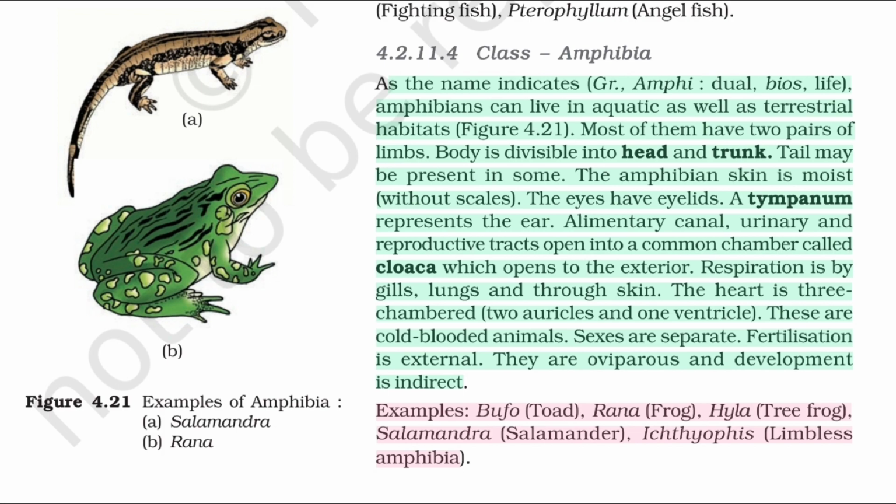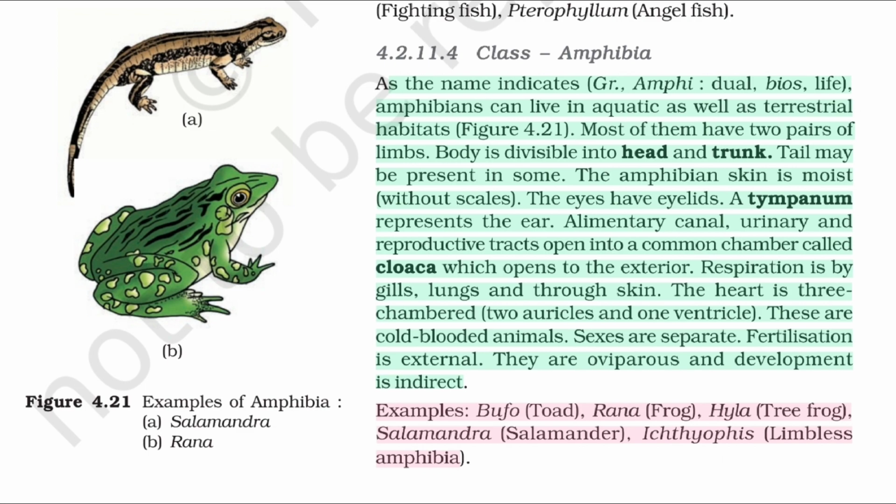4.2.11.4 Class Amphibia. As the name indicates, Greek amphi, dual, bios, life. Amphibians can live in aquatic as well as terrestrial habitats, figure 4.21. Most of them have 2 pairs of limbs. Body is divisible into head and trunk. Tail may be present in some. The amphibian skin is moist, without scales. The eyes have eyelids. A tympanum represents the ear.